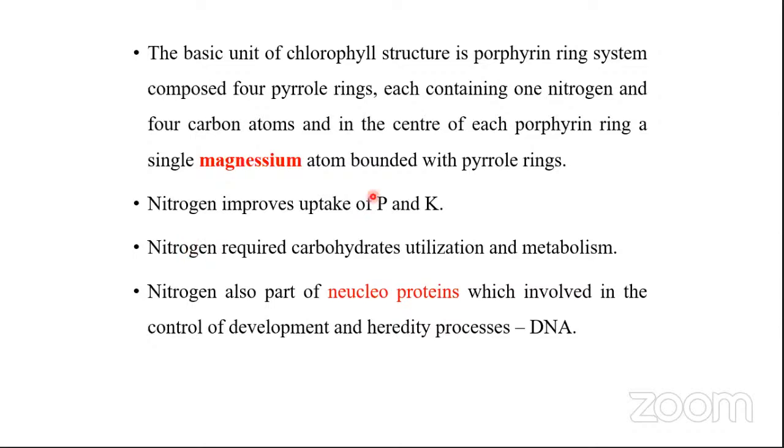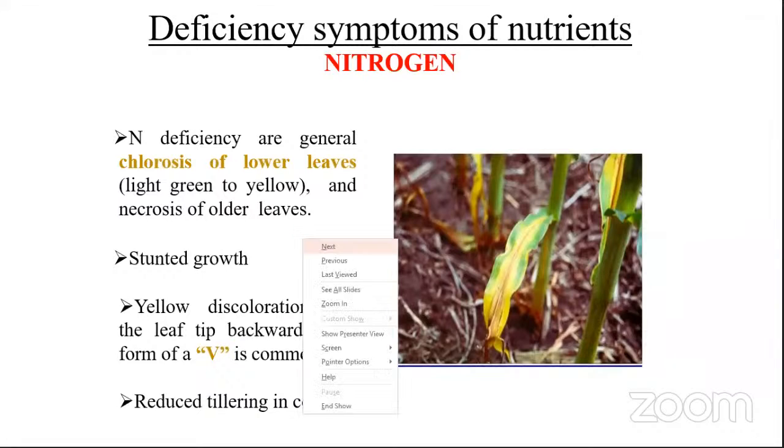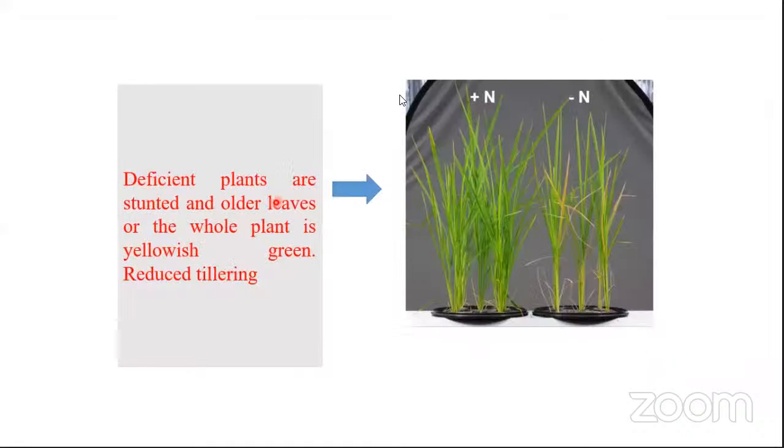Coming to nitrogen deficiencies, what deficiencies can we see? We can see deficiency in lower leaves because it is a mobile nutrient. We see very stunted growth, yellowing and discoloration, and leaf tip burning. We can see some color symptoms and reduced tillering. In cereal crops, we can see a reduction in tillers. Tillers are very few.